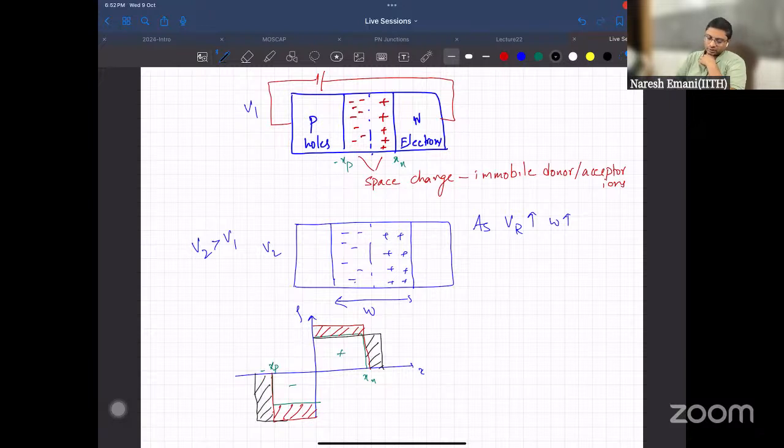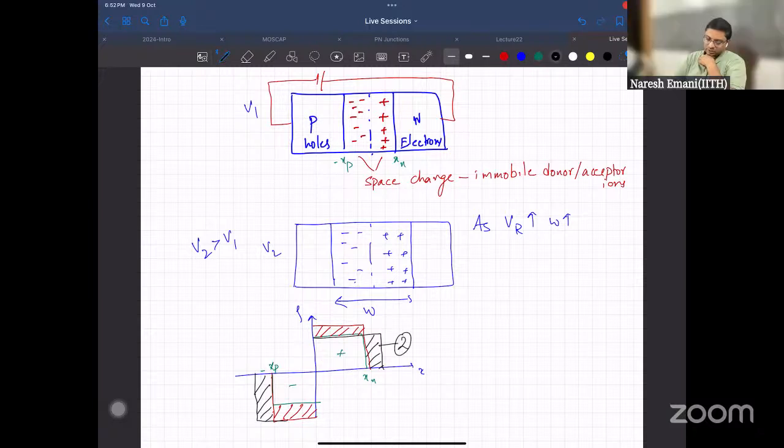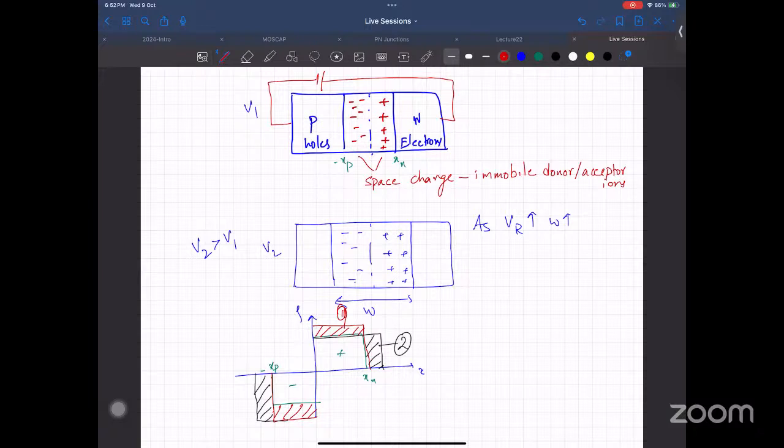So you have option one and the second option. Why is it the second option? Why is this option two and this is my option one? Why should it be the second option? Due to the reverse bias and the positive ion.